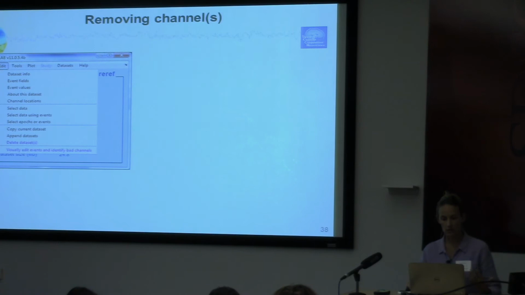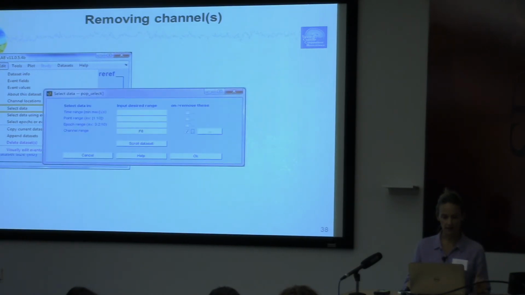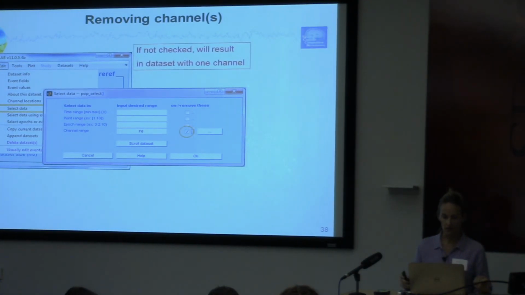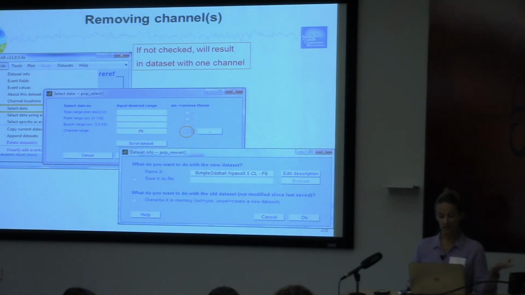And then to actually remove the channel, you can go to Edit, select Data, and then you can either just type in the channel that you want to get rid of, or you can go to the button again and choose channels you want to get rid of. You want to check this box, because if you don't, you're going to end up with one channel. So if something weird happens, go back and remember that box needs to be checked to remove the channels that you've listed. And again, you've changed the data set, so it'll ask you what you want to do with this data set and the data set that's currently in memory.